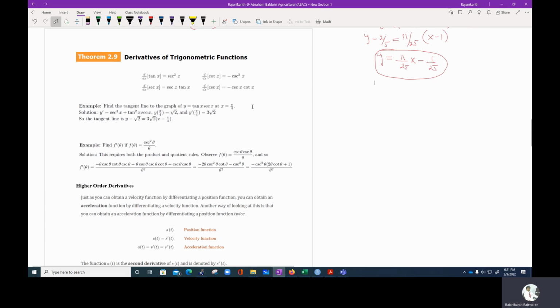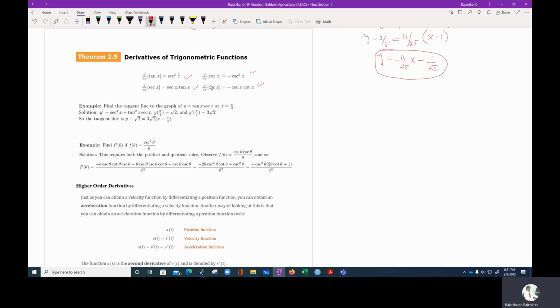Now, like earlier, here also we have a set of derivatives of trig functions. The derivative of the tangent function is always going to be secant squared. The derivative of cotangent is going to be negative cosecant squared, and the derivative of secant is going to be secant x times tangent x, and the derivative of cosecant x is negative cosecant x times cotangent x. So remember all four formulas now.